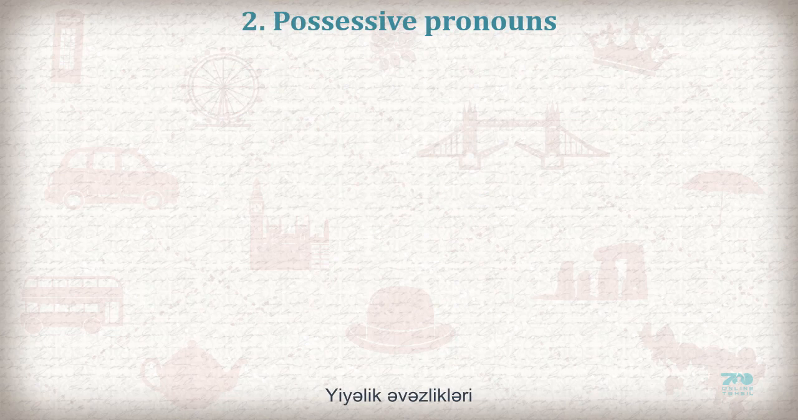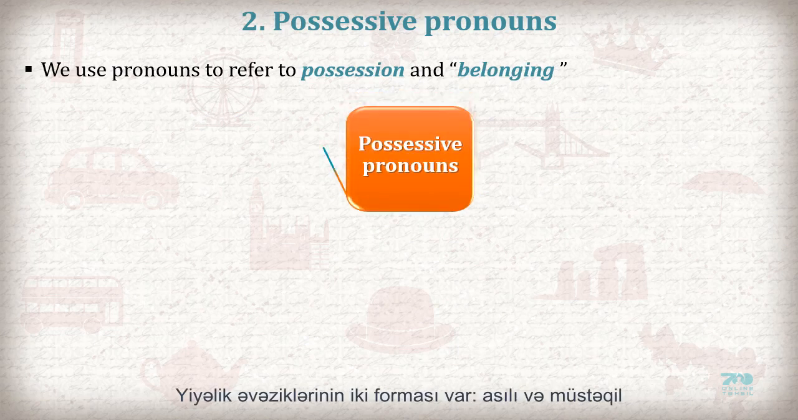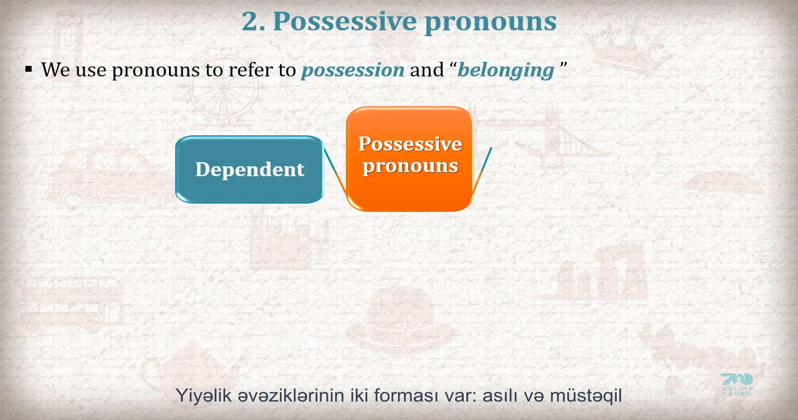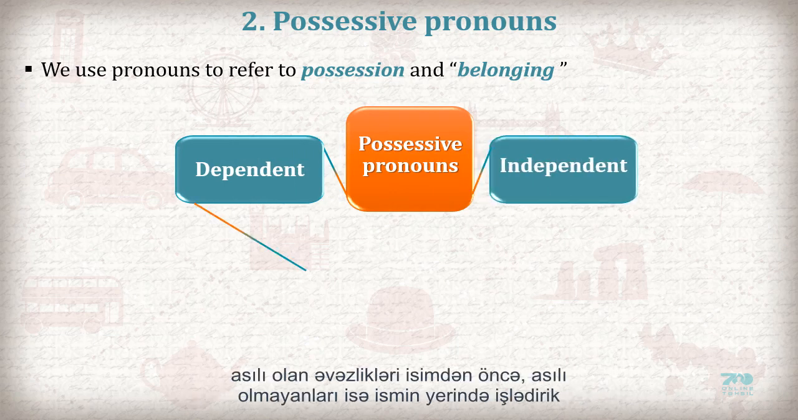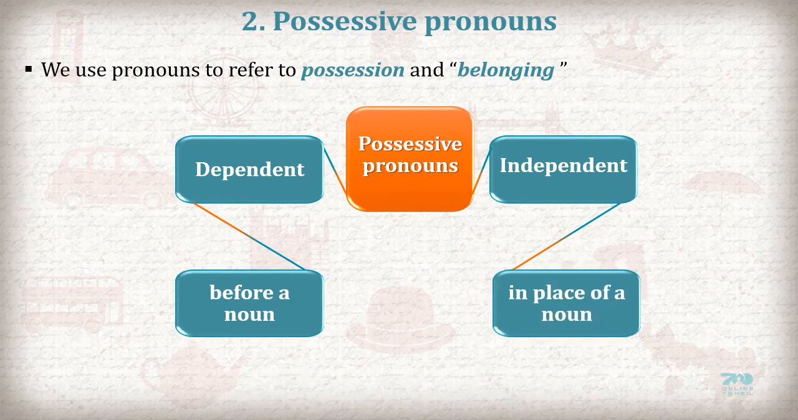2. Possessive pronouns. We use pronouns to refer to possession and belonging. There are two types of possessive pronouns: dependent and independent. We use dependent before a noun. We use independent in place of a noun.